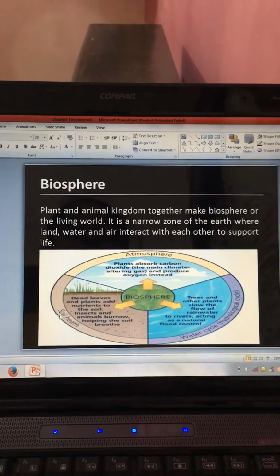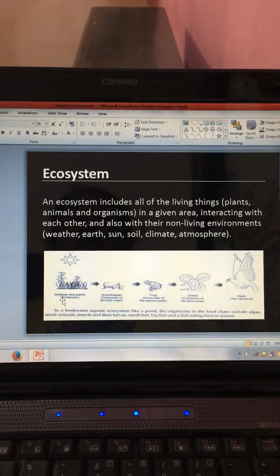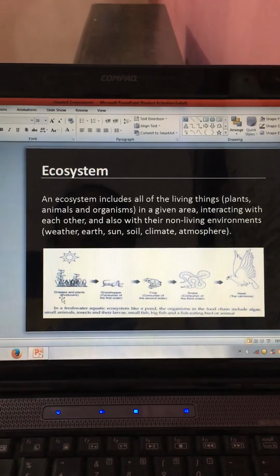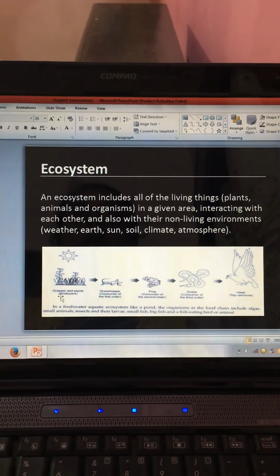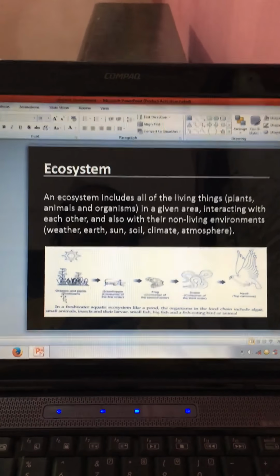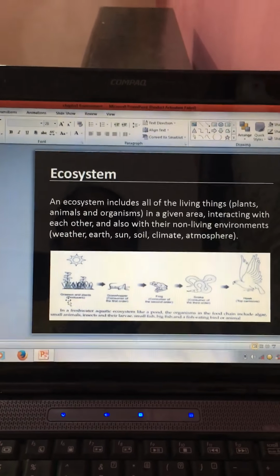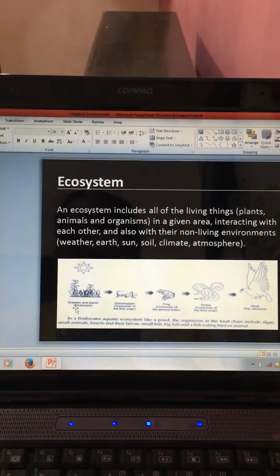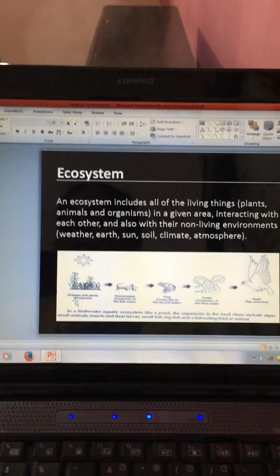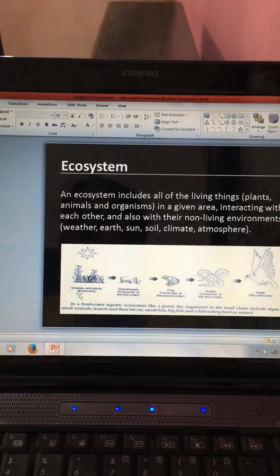Moving forward is ecosystem. An ecosystem includes all living things, plants, animals, and organisms in a given area, interacting with each other and also with their non-living environment. Non-living environment is also called abiotic. Ecosystem is complex in nature.